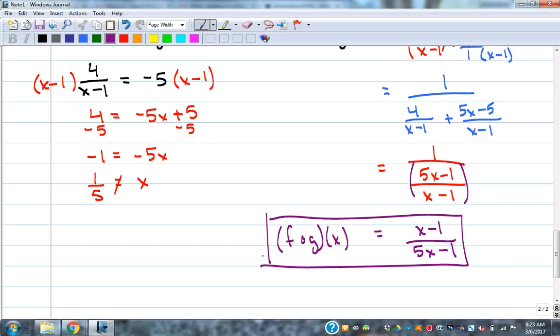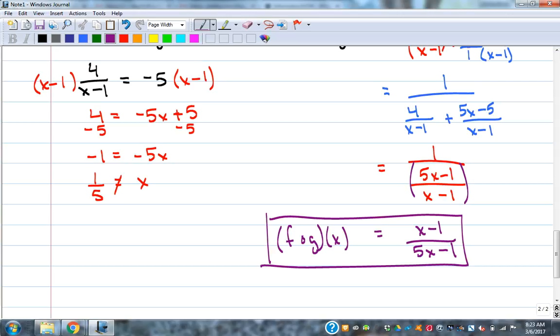How did you do that? This? Yeah. 4 plus -5 is -1, and then plus a 5x. And the denominator doesn't change when you add or subtract fractions. So as long as it's the same on each fraction, the denominator stays the same.